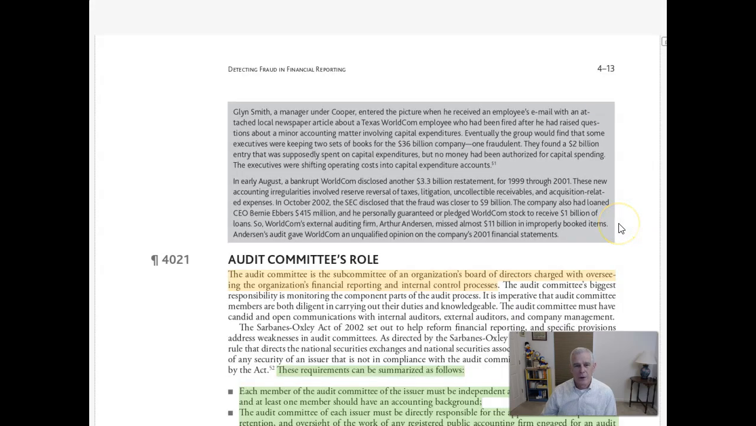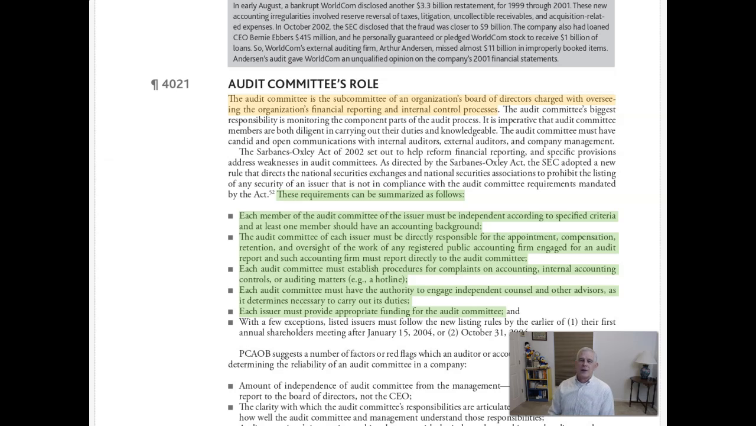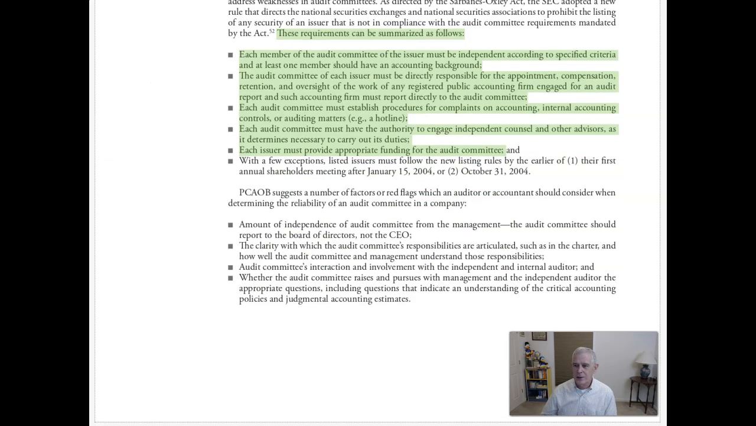Okay, let's go a little bit further. Now the Audit Committee. Again, you probably had this in auditing. I don't know if I really need to cover this. Again, based on Sarbanes-Oxley, we need to have an Audit Committee, which is a subcommittee of the Board of Directors. The requirements: each member of the Audit Committee must be independent, responsible for appointment, compensation, retention, and oversight of the registered public accountant, the CPA firm coming in. And then you can read the others. Hopefully you've already read this yourself in your auditing class.